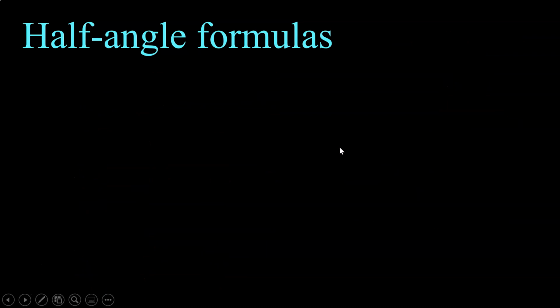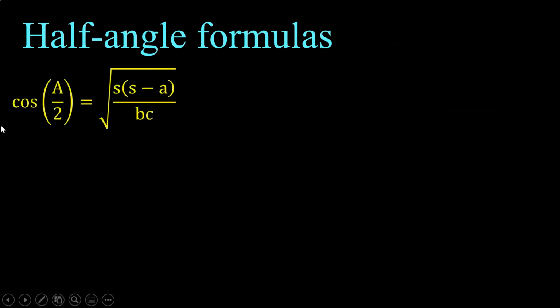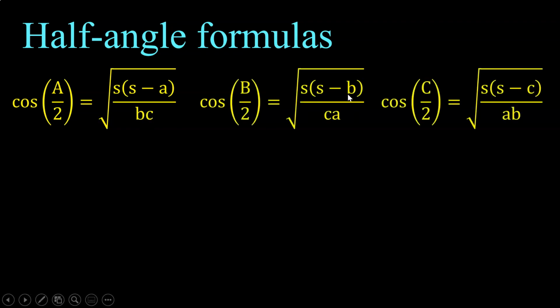So next is cos A by 2. Cos A by 2 is under root S into (S minus A) upon BC. If angle A is here, it is S into (S minus A), and in the denominator it is BC. So for cos B by 2 it is S into (S minus B) upon CA. For cos C by 2 it is root over S into (S minus C) upon AB.